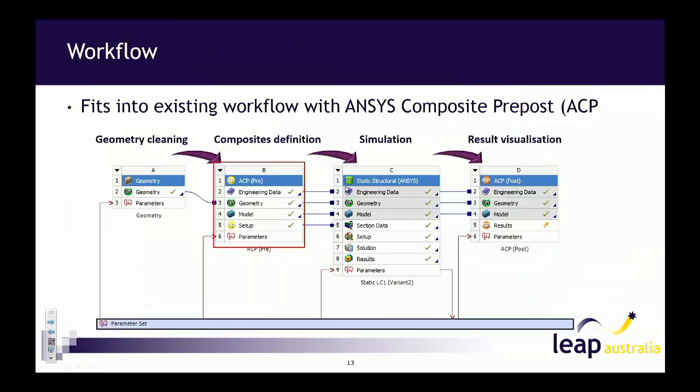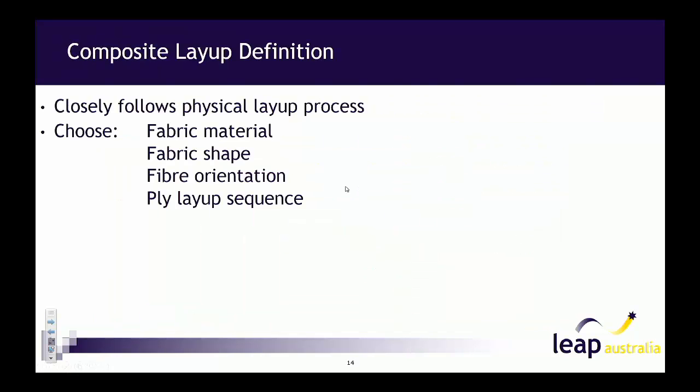So, from this point, we can go into the ANSYS Composite pre-processor, and that's where we're going to define our layup. The way that they've designed this layup process, it fairly closely follows a physical layup process. It's not a lot of ones and zeros. So you guys, when you're manufacturing, would probably follow the same process.